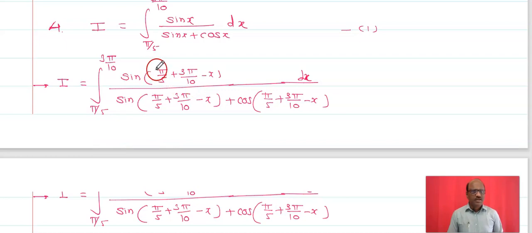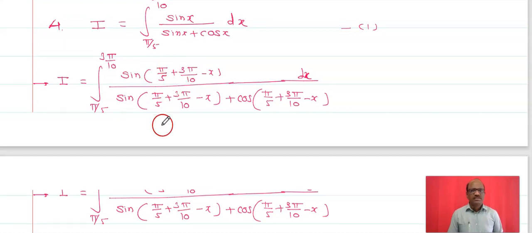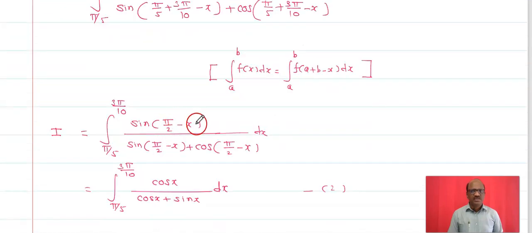Now multiply numerator and denominator by 2, then you will get 2 pi by 10 plus 3 pi by 10, and then you will get 5 pi by 10, and that is nothing but pi by 2 minus x. And here again pi by 2 minus x plus cos of pi by 2 minus x. And what is the sine of 90 minus theta? It's cos theta. Cos of 90 minus theta is sine theta. And therefore here it is integral pi by 5 to 3 pi by 10 cos x upon cos x plus sin x dx.